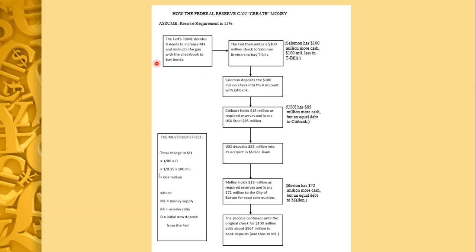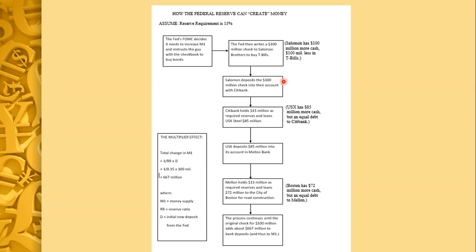So in this example, say we're in a recession, the Fed's Federal Open Market Committee decides it needs to increase the money supply and instructs the guy with the checkbook to buy bonds. Buying bonds is one of the ways the government can increase the money supply. We'll talk about that in the next slide, but this will walk you through it. The Fed writes a $100 million check to Salomon Brothers to buy treasury bills, which are bonds. Now Salomon Brothers has $100 million more in cash, $100 million less in bonds. That's how you've increased the money supply, because you can't spend a bond, but they can spend the cash.